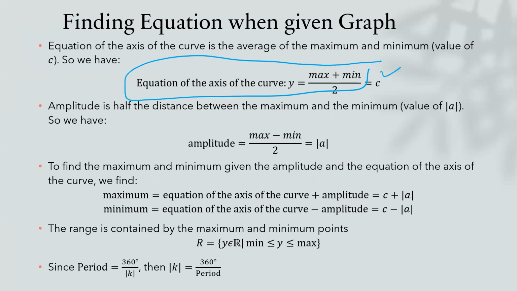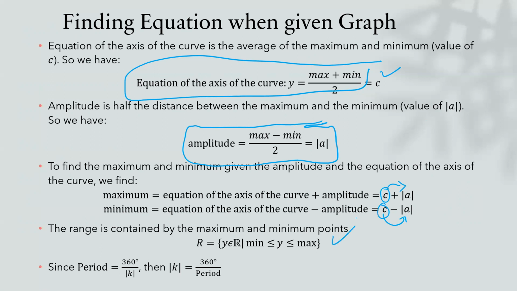The equation of the axis of the curve, you can easily find it by taking the maximum plus the minimum divided by 2. The amplitude, you can find the difference between the max and the min and divide by 2. You know how to find the maximum. If you're given the equation of the axis of the curve and the amplitude, you can simply take your equation of the axis of the curve and add the amplitude. You can find the minimum by taking your equation of the axis of the curve and subtracting the amplitude. You already know this as well.